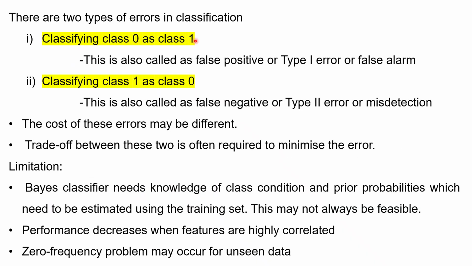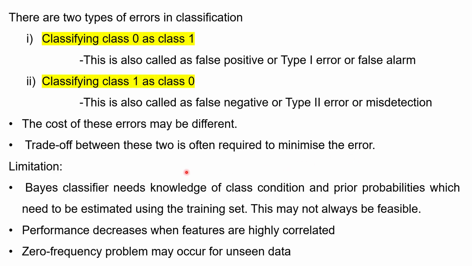There are two types of errors in classification. Classifying class 0 as class 1. This is also called a false positive or type 1 error or false alarm condition. The second type of error is classifying class 1 as class 0. This is also called a false negative or type 2 error or misdetection. So the cost of these two errors may be different in different scenarios. So there always exists a trade-off between these two to minimize the error in a classification problem.